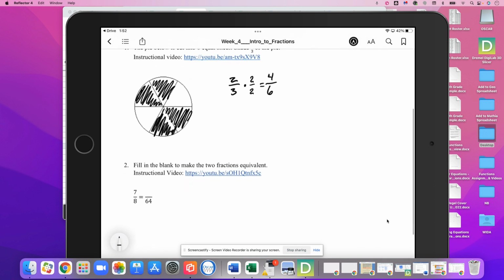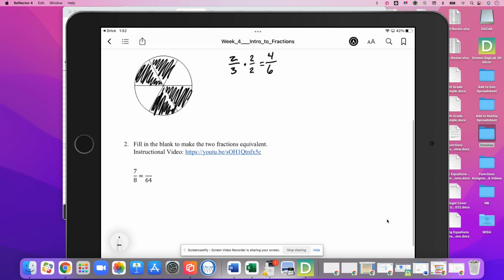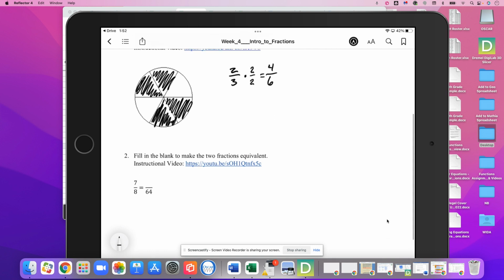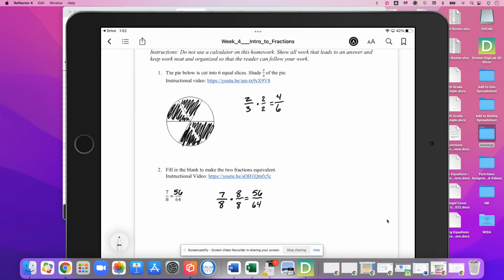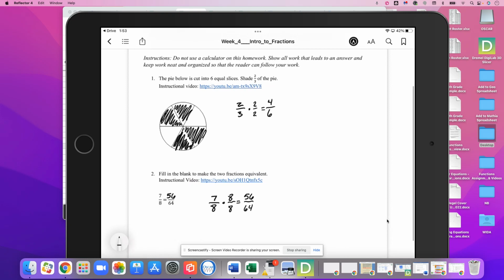All right, number 2. We have fill in the blank to make the 2 fractions equivalent. So similar to what we did on number 1, I'm going to come over here so I've got some room to work. I need to figure out what I'm going to multiply by to create a denominator of 64. And so 8 times 8 is 64. If I multiply by 8 in the denominator, I need to multiply by 8 in the numerator. That puts us at 56 over 64. So the number that goes in the blank is going to be 56. I think that's it for the first page. Moving on to page number 2.